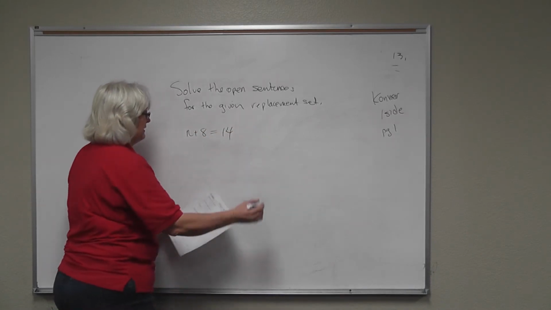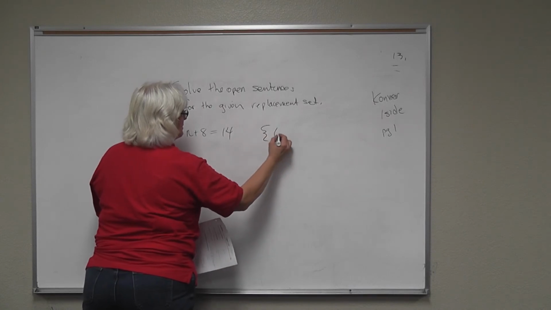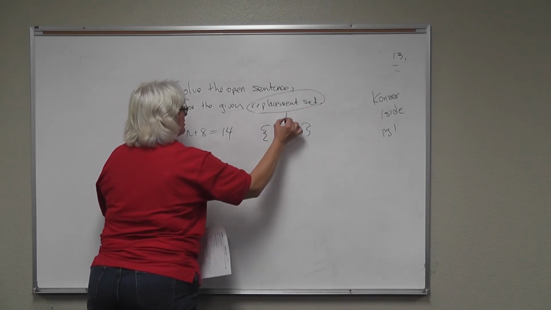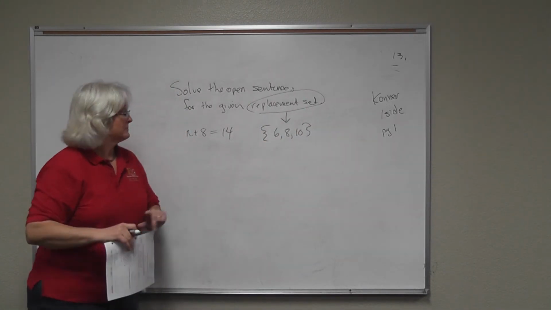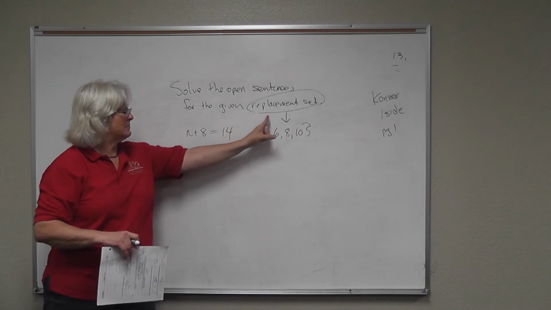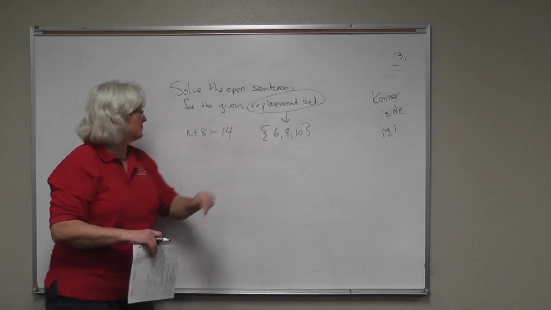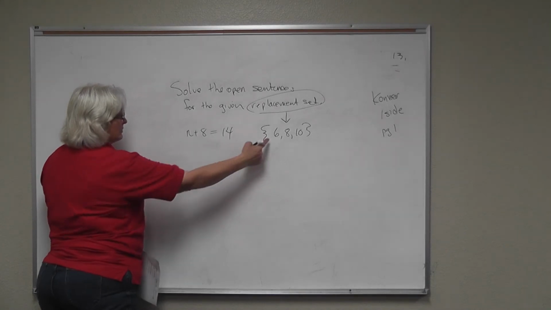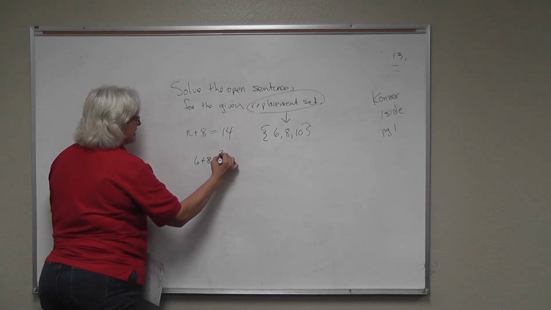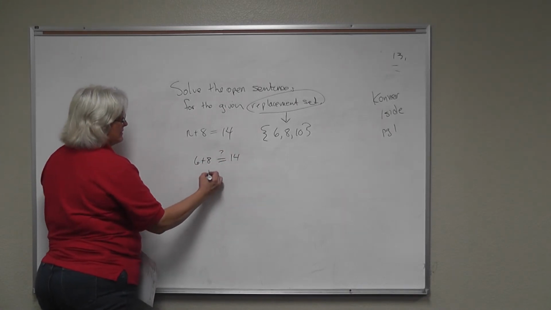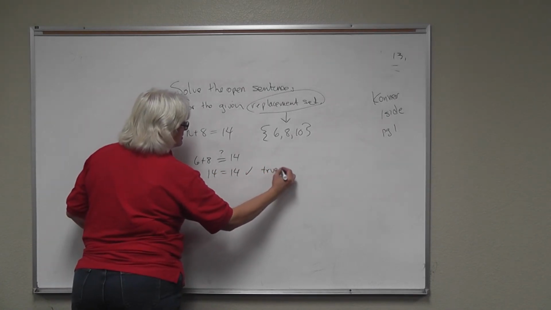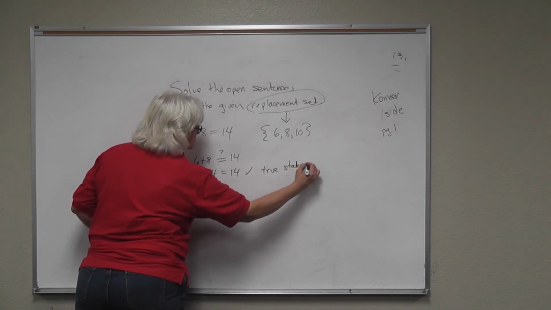N plus 8 is 14, and in these braces here, you have a 6, an 8, and a 10. This thing right here, in those curly brackets, that's called the replacement set. And when they ask you to solve it for this, that means you have to show the work for every one of those numbers. So first you say, we're going to substitute a 6. We're going to say 6 plus 8, is that equal to 14? 6 plus 8? Yes, 14 is equal to 14. So you say true statement, or true equation.